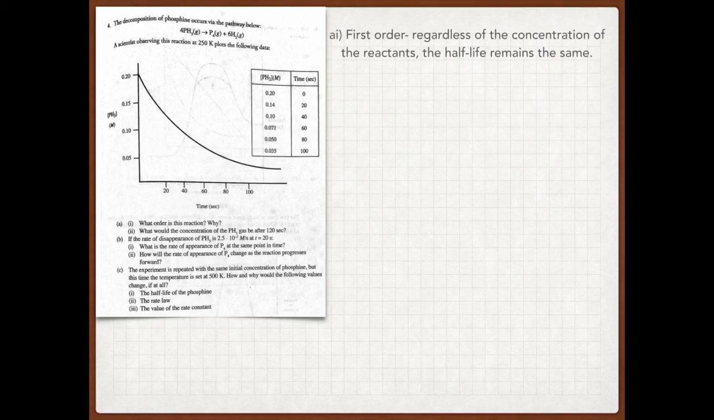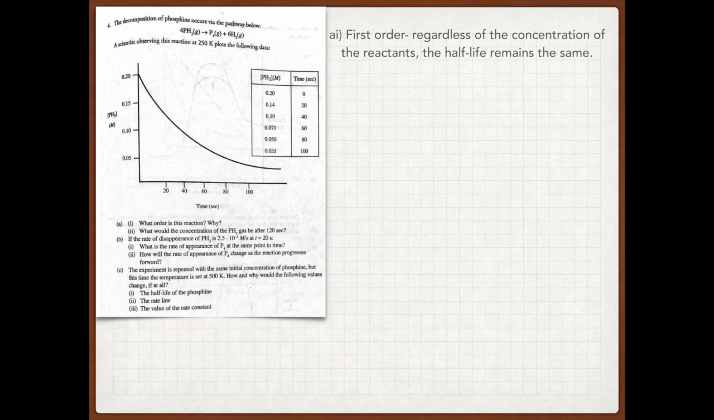So my explanation, I would say it's first order because regardless of the concentration of the reactants, the half-life remains the same. So that would be my explanation. Not, oh, it's a curved graph and therefore it's first order. No. Look at half-life if you're trying to determine if it's first order, because you can here, because you know concentration and you know time.